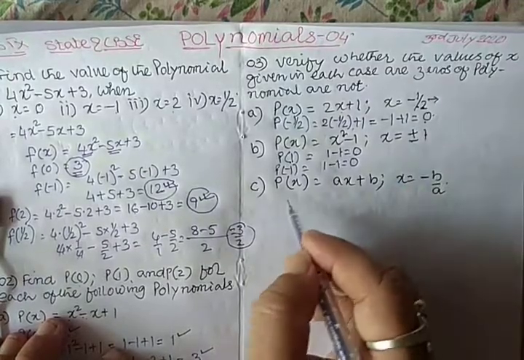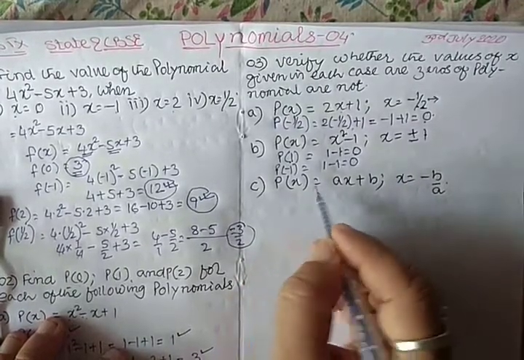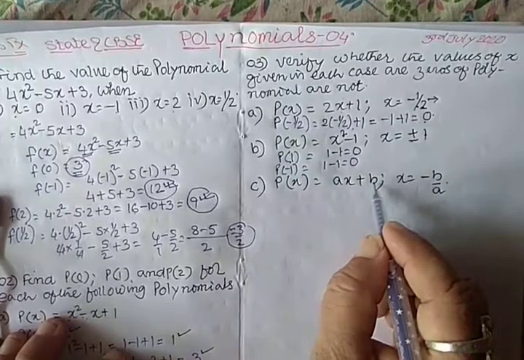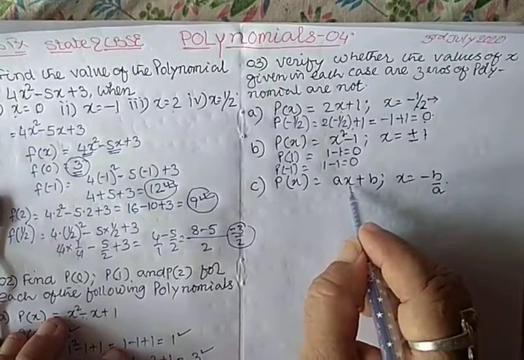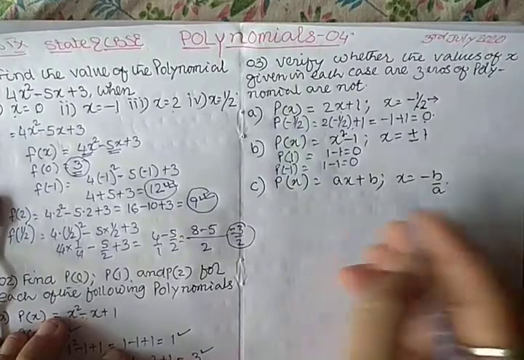Now the third one, P(x) is equal to ax plus b. Here what is the value of x we have to take? Minus b by a.